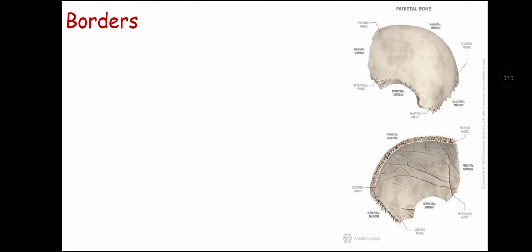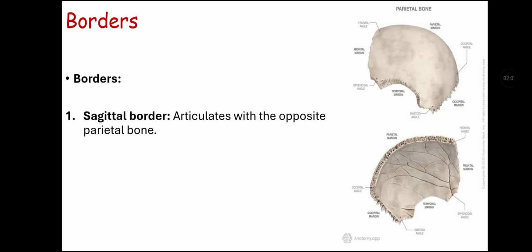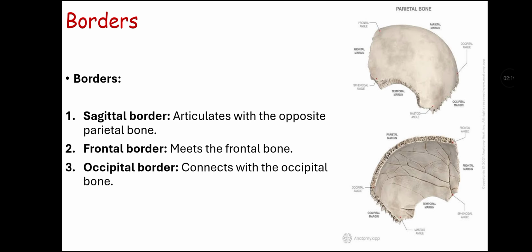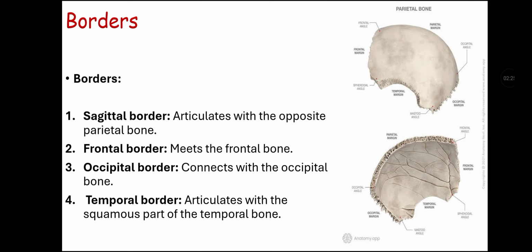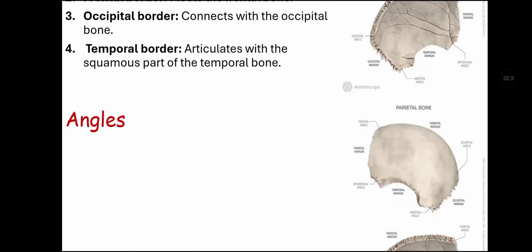Now let's talk about the borders of the parietal bone. Borders include the sagittal border, where it articulates with the opposite parietal bone. The second border is the frontal border, where the parietal bone meets the frontal bone. Third is the occipital border, where the parietal bone meets the occipital bone. And the fourth border is the temporal border, where the parietal bone articulates with the temporal bone.